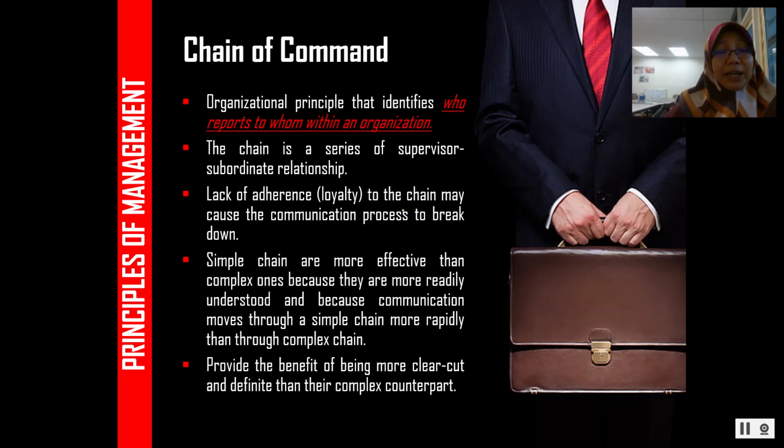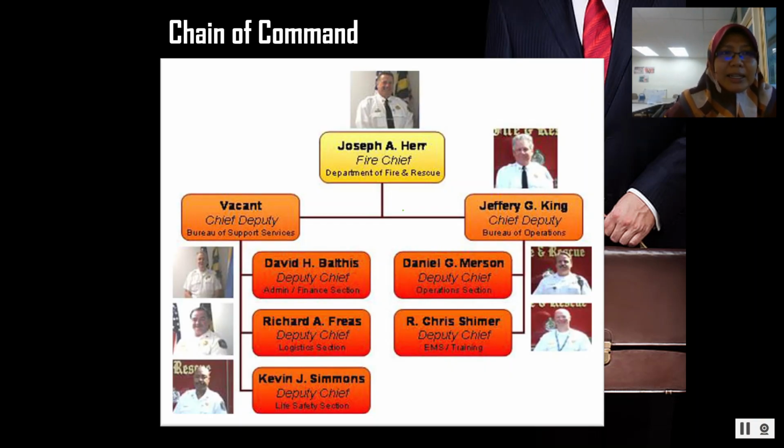Okay, so lack of adherence to the chain may cause the communication process to break down. This is why communication is very important in the supervisor-subordinate relationship. Okay, simple chains are more effective than complex ones because they are more readily understood, and because communication moves through simple chains more rapidly than through complex chains. So the chain of command actually provides the benefit of being more clear-cut and definite than its complex counterpart. Okay, so these are the chain of command.